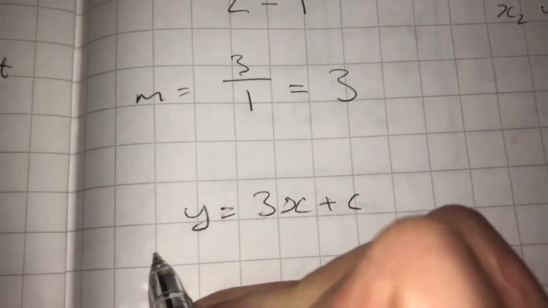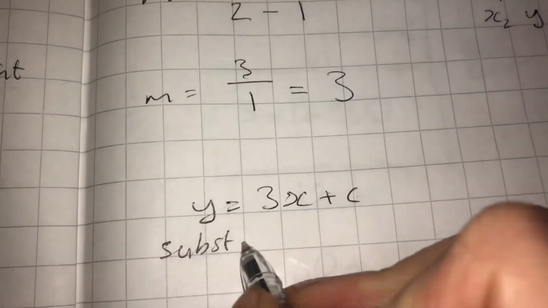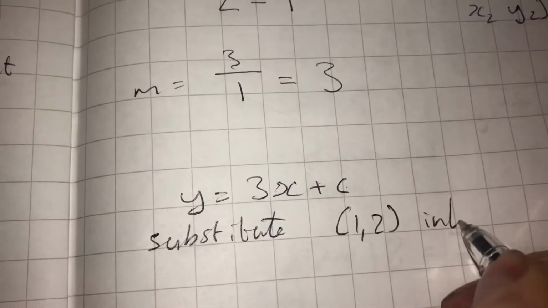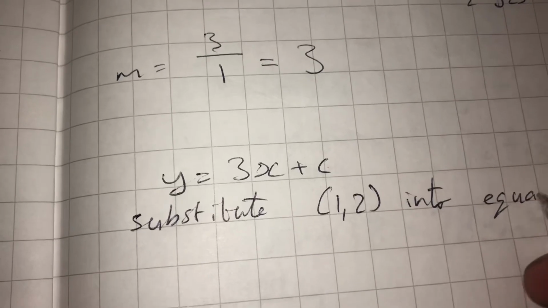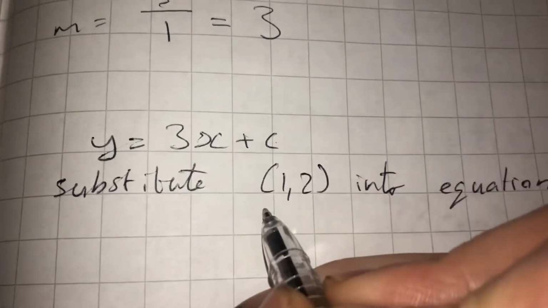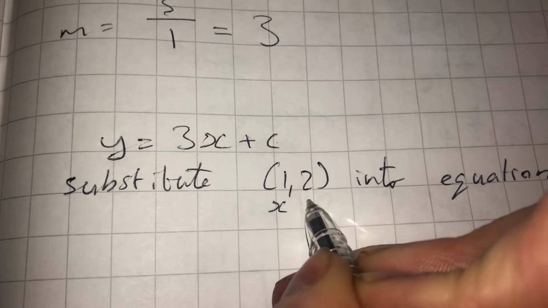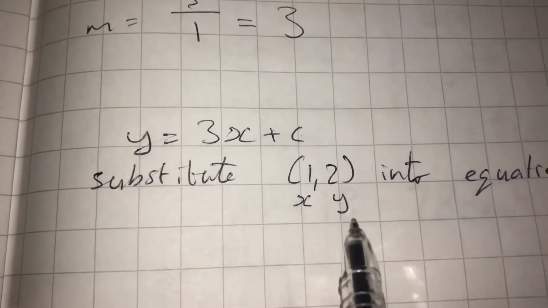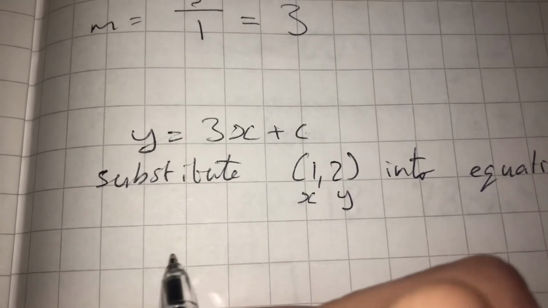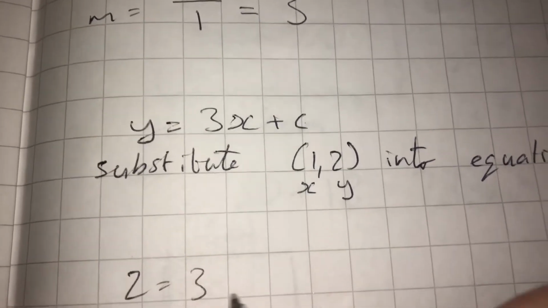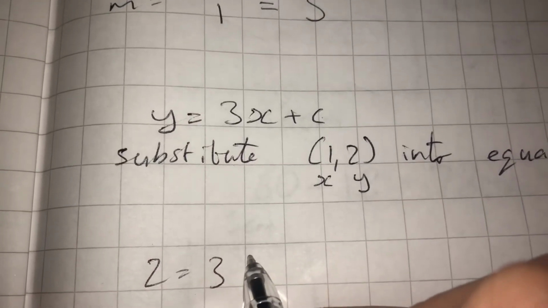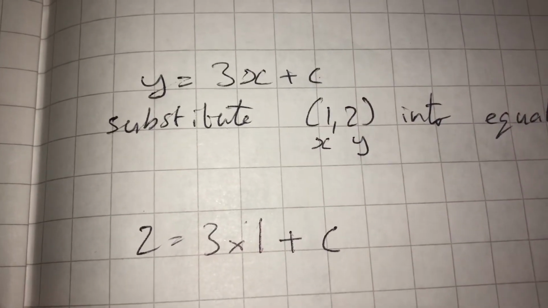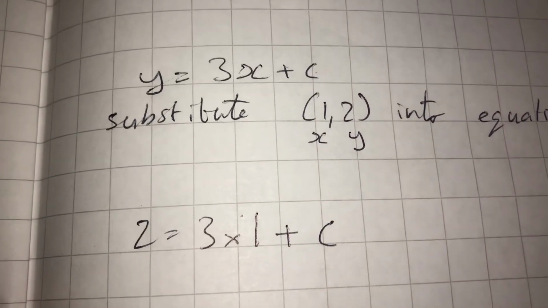Okay, so if I substitute the values of (1, 2) into the equation, and just keeping in mind, of course, with a set of coordinates, the first number is our x coordinate, the second number is our y coordinate. So that's our values of x and y that are going into this equation. So y becomes 2. So I get 2 is equal to 3x. So 3x is 3 times 1, okay, plus c. And this will allow us to find the y-intercept, just solving using a bit of algebra now.